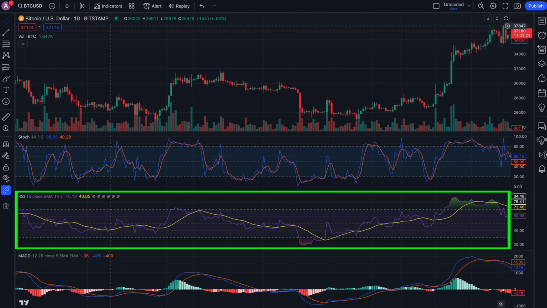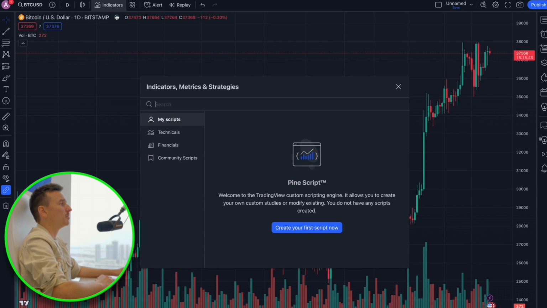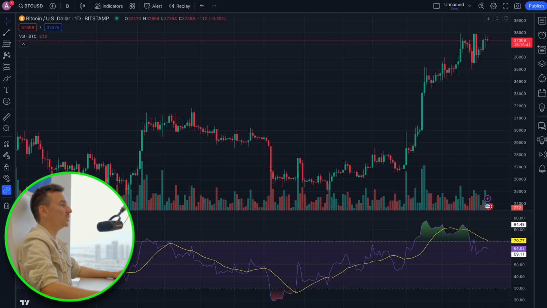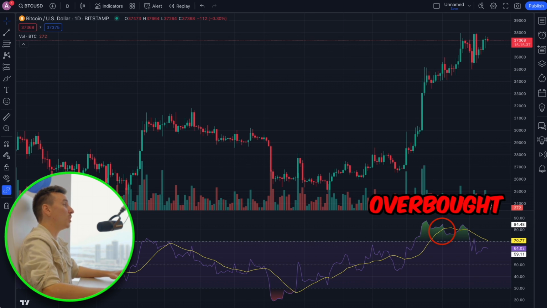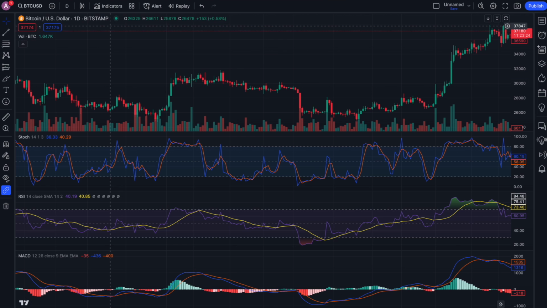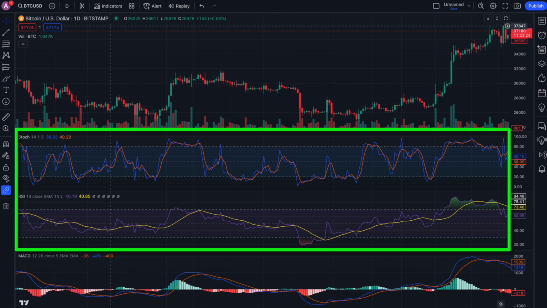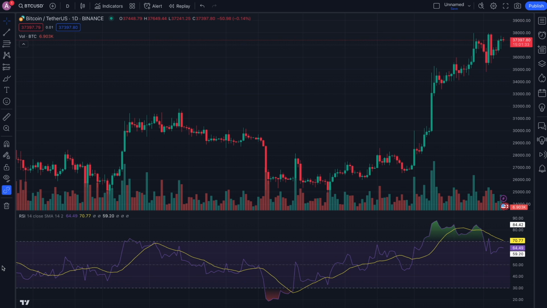Let's go to the second indicator you will use in this strategy, the RSI. Go to the indicators tab, type RSI and select this one here. It's a very popular indicator used in trading. Usually traders use the RSI to identify overbought and oversold conditions in the market. But since you already have the stochastic indicator for that purpose, using both indicators to give the same signals is useless. Instead, you will use the RSI as a confirmation indicator for identifying trends.